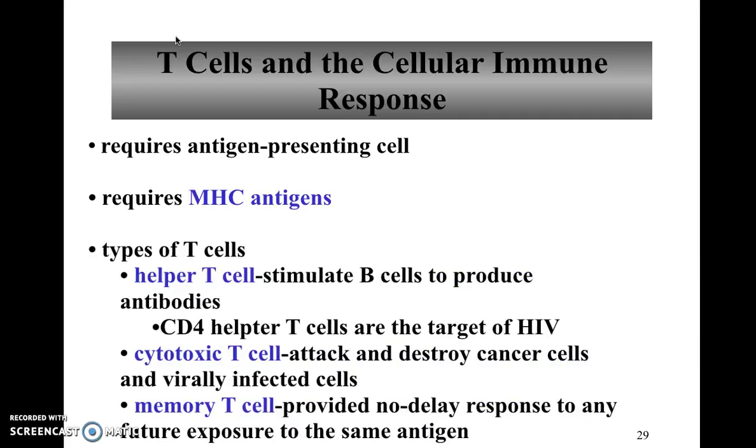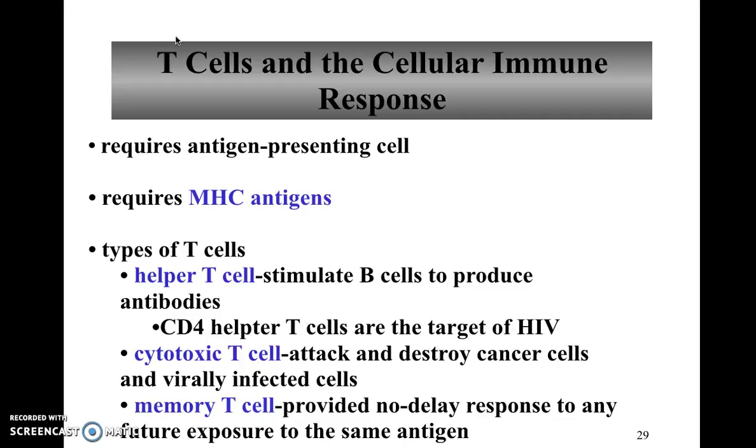There are different kinds of T cells. There are the helper T cells. These are the ones that cause B cells to produce antibodies, as well as basically help the rest of your immune system work well. There's a specific type of helper T cell called a CD4 helper T cell that is specifically targeted by the HIV virus, which leads to AIDS by weakening the immune system by killing off most of these helper T cells. There are the cytotoxic T cells, or killer T cells, that attack and destroy cancer cells as well as virally infected cells in your body, slowing down the spread of the virus.